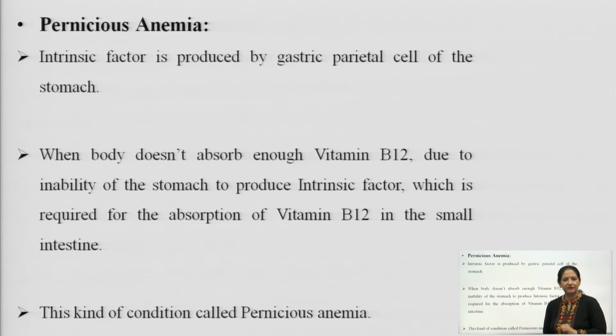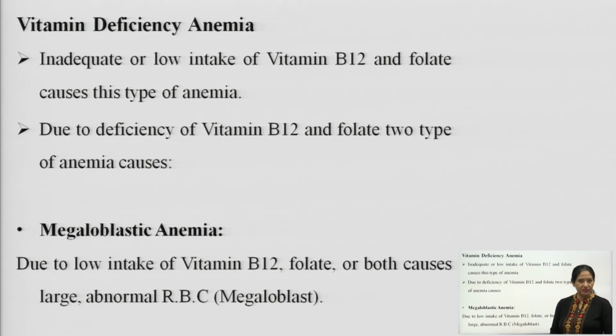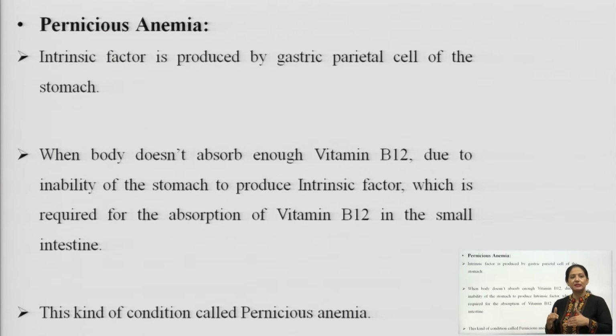So due to vitamin deficiency, there are two types of anemia. Number one, megaloblastic anemia, and number two, pernicious anemia. Megaloblastic anemia is related to the low intake of vitamin B12, as we discussed in the earlier slide, and pernicious anemia is related to the less absorption of vitamin B12 due to the improper production of intrinsic factor.